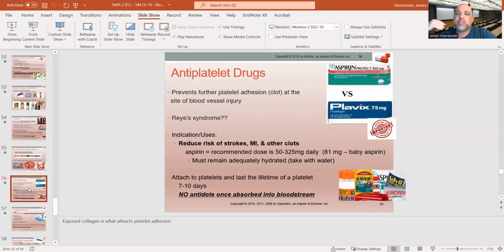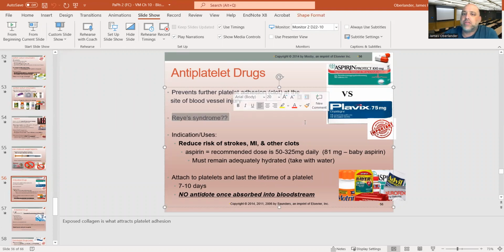Antiplatelets, you've got aspirin, you've got Plavix. Aspirin has its own risk of Reye's syndrome, which, does anybody know anything about Reye's syndrome? Who is that involving? What is the issue? Happens in children, yes. So you don't want to give aspirin to kids under the age of 2, but it's even safer if you don't give it to kids under the age of 6. Now, can anybody come up with the problem with Reye's syndrome? What's the big deal about Reye's syndrome?